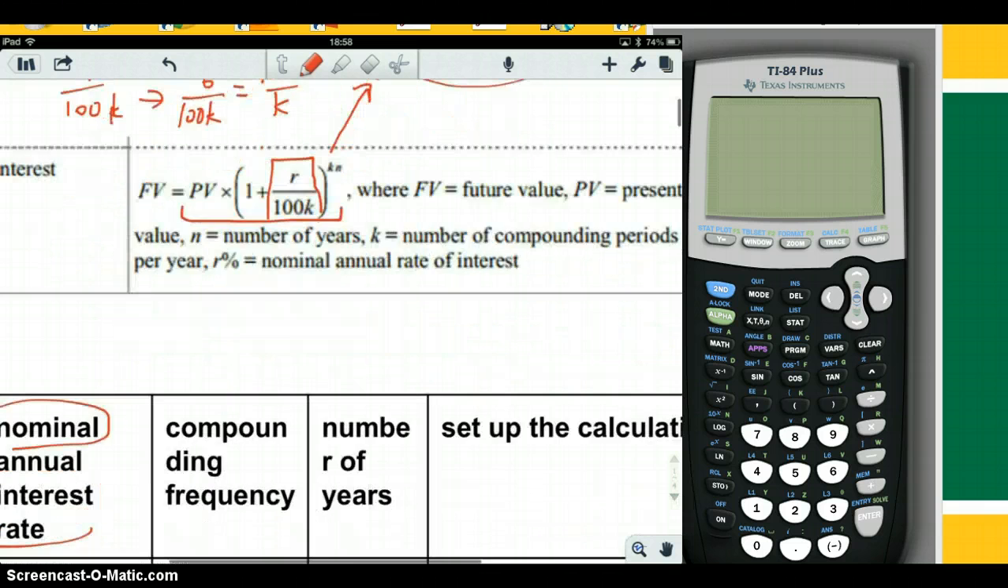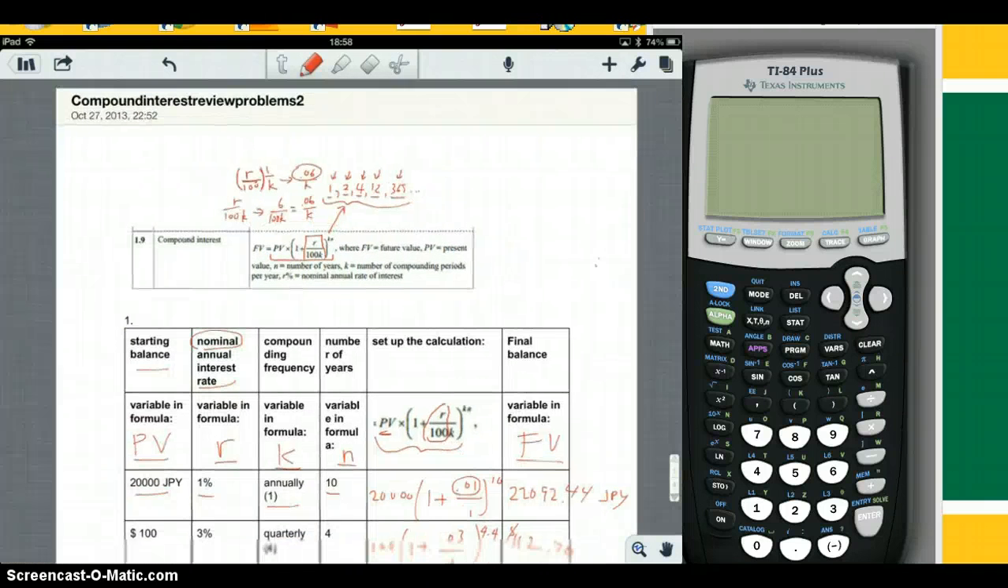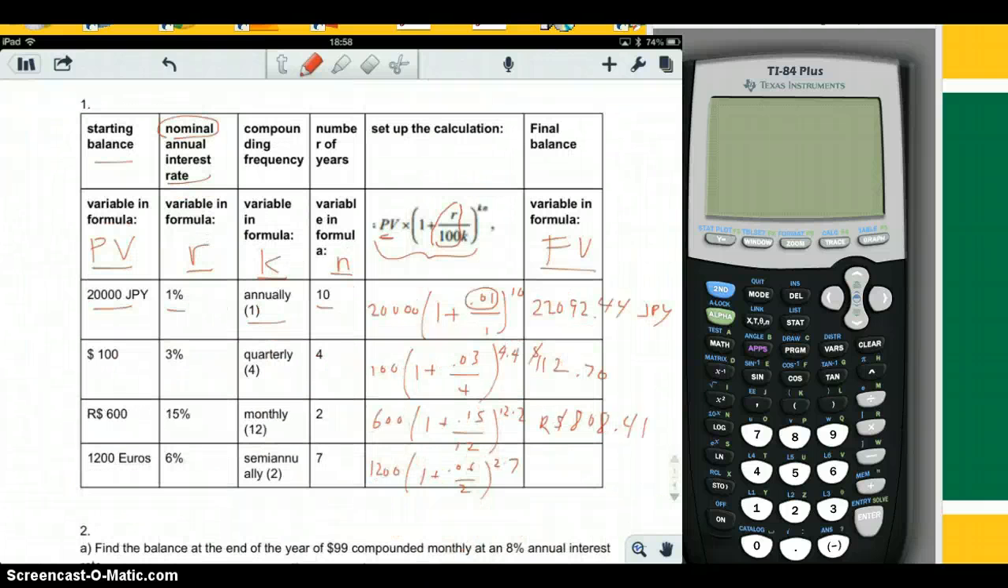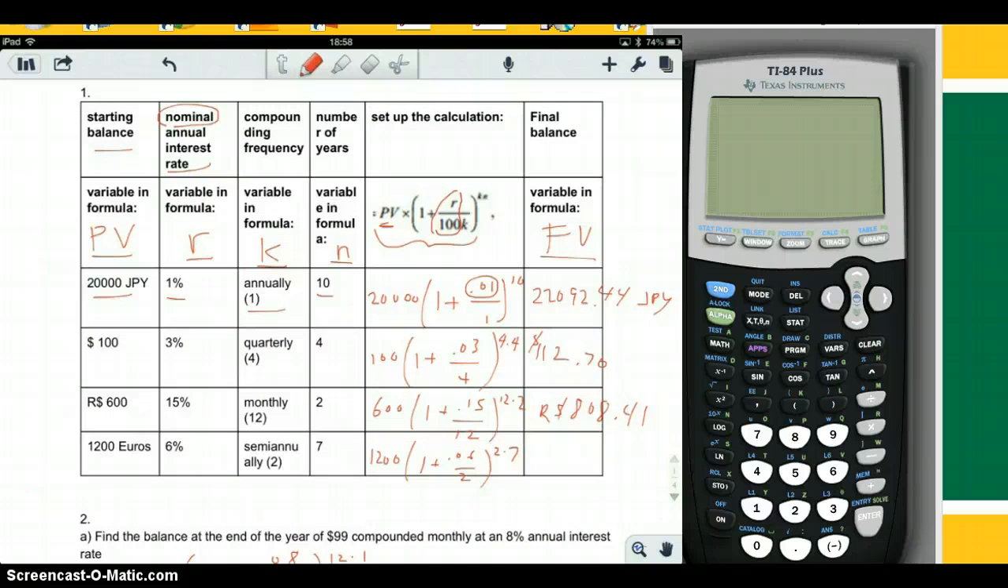Okay. Alright, so the first thing I gave you was a bunch of problems with different currencies and different interest rates, different k's, different n's, but these aren't hard. You just need to identify which is which. So remember that the starting balance is PV in the formula, and the nominal annual interest rate is R, and the compounding frequency is K, which is going to be 1, 2, 4, 12. Number of years that the money is in the bank would be N.